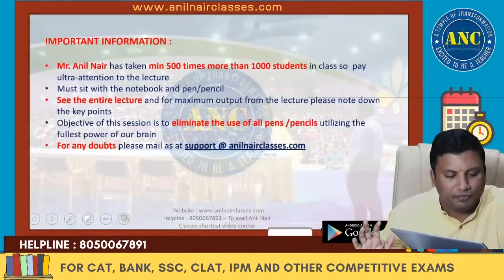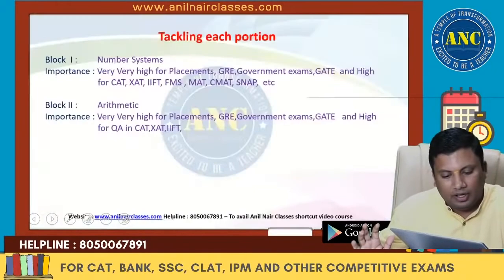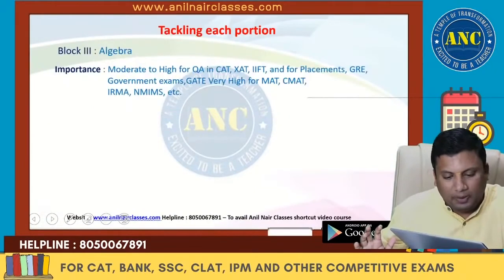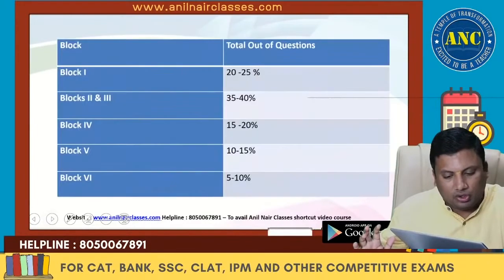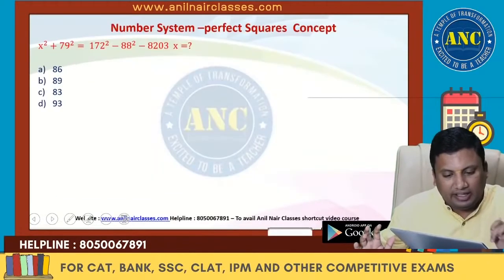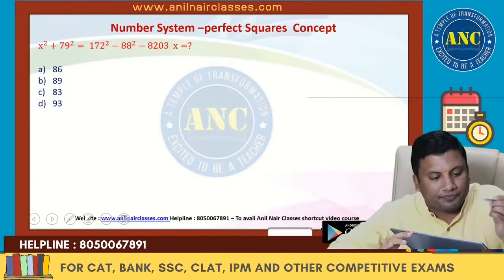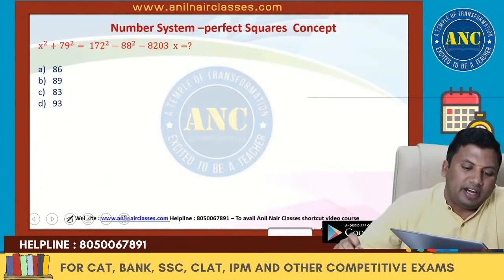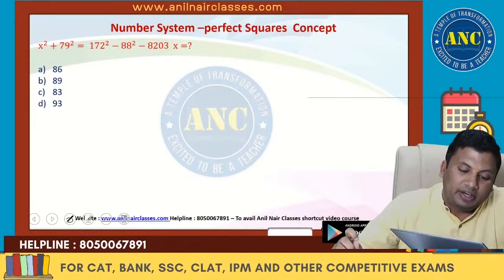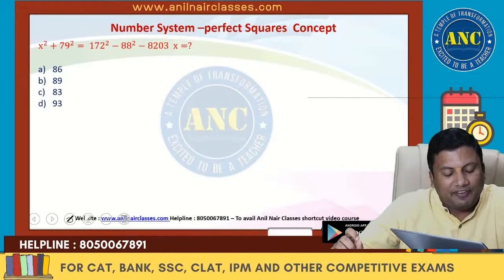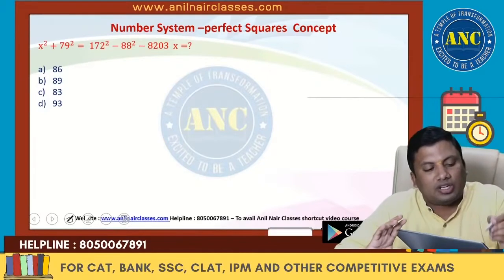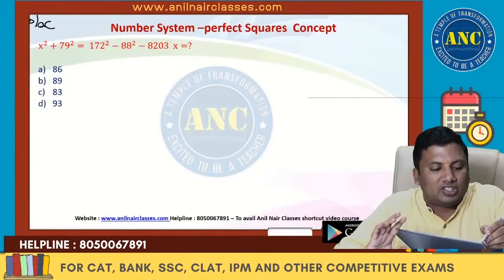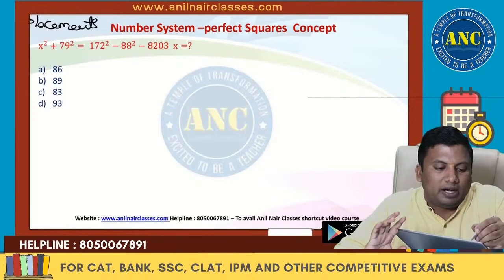Now see here. Now listen carefully. This PDF file, try to send it to all the students who are registered. This is the weightage. Now see the first question. Question number 1. See here. x square plus 79 square is equivalent to 172 square minus 88 square minus 8203. Find the value of x. All the questions that are taken are from a placement perspective. Method number 1.